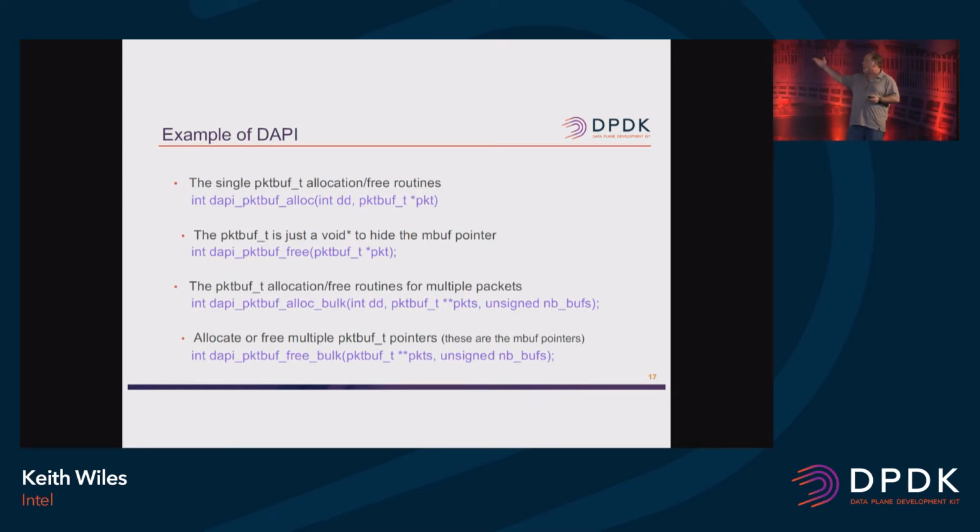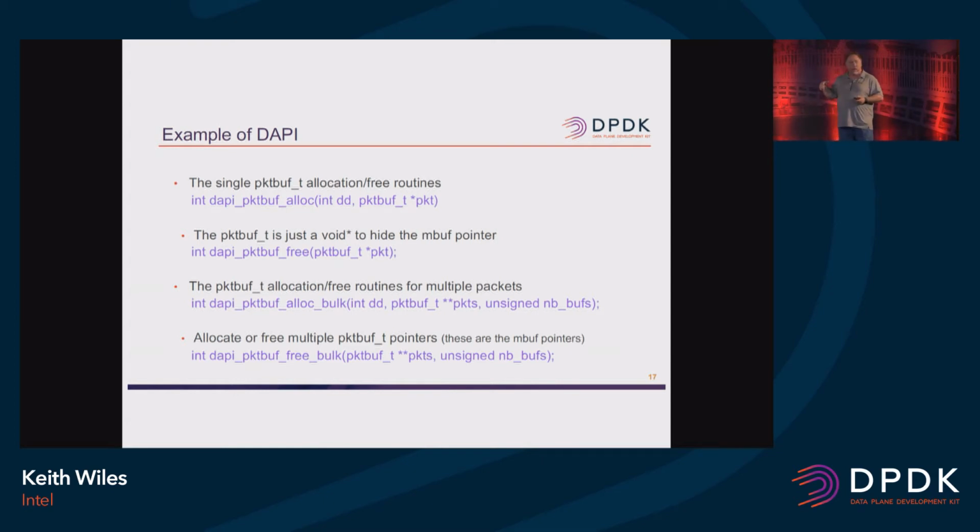So the buffer allocation, you notice I didn't pass in the mempool pointer. I already know what the mempool pointer is. It's sitting in my DAPI structure that I created when you did the open for that, because you took a default value, the number of mbufs you wanted for that thing. We can set that up some other way.